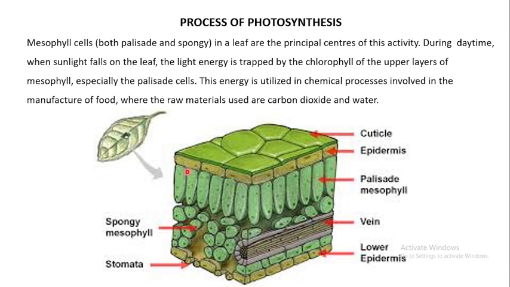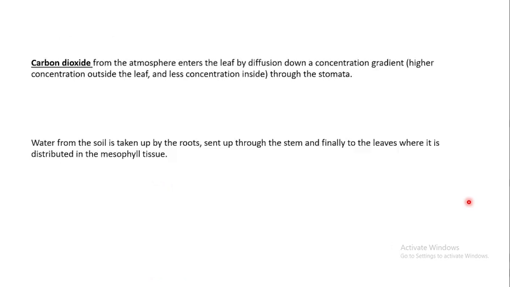So in the palisade tissue, chlorophyll is already present. It absorbs carbon dioxide. Water is drawn; see, water comes in like this through the veins of the leaf. Now let's talk about carbon dioxide and water. Carbon dioxide from the atmosphere enters the leaf how? By diffusion down a concentration gradient. That is, higher concentration outside the leaf and less concentration inside, so it moves from high concentration to low concentration through stomata.